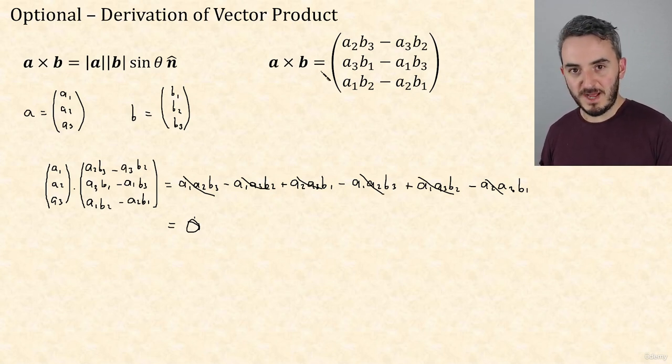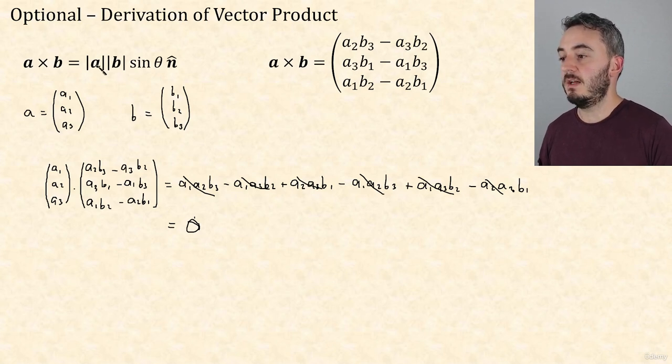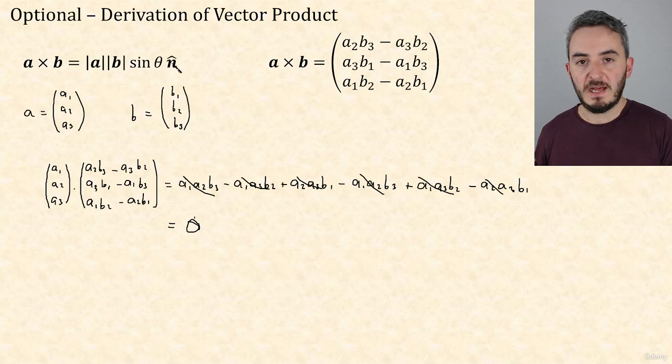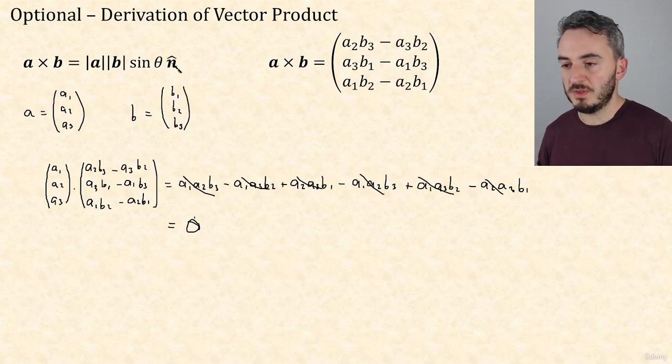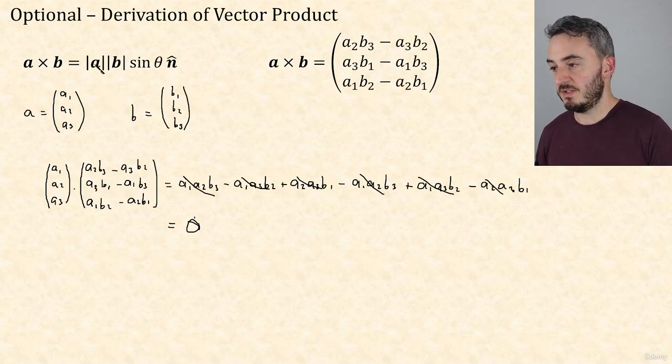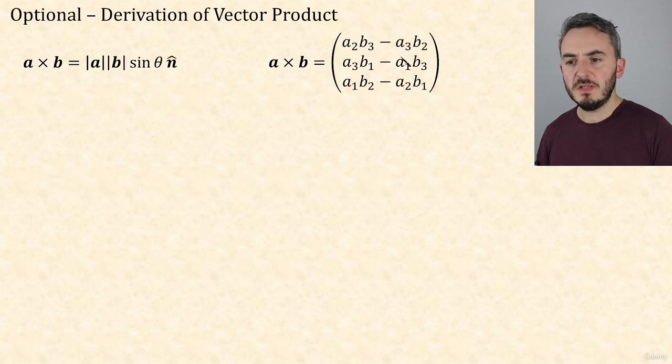Now the algebraically intense bit, we're now going to prove that the modulus of A cross B is indeed mod A mod B sine theta. Because this n hat here has a modulus of 1, so it doesn't contribute to the modulus. We're actually going to prove that the modulus squared is the same as mod A squared mod B squared sine squared theta. Okay, so what is the modulus squared of A cross B?